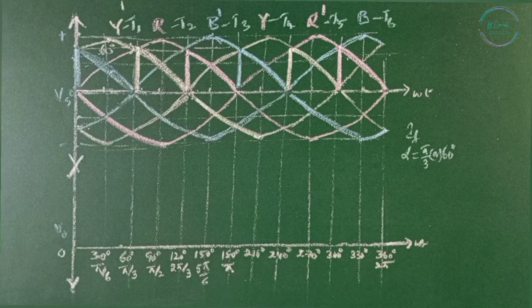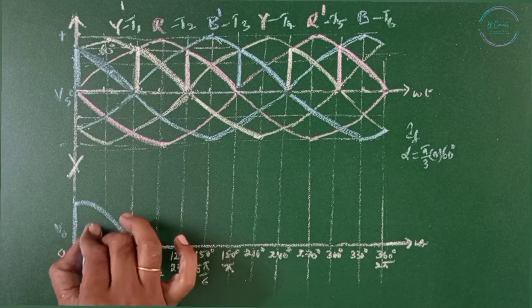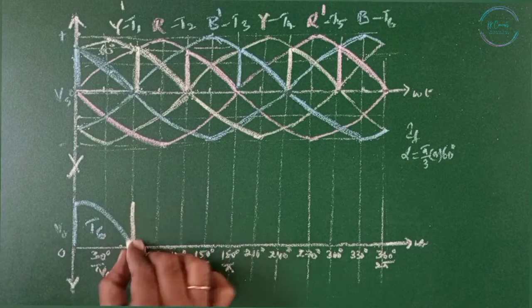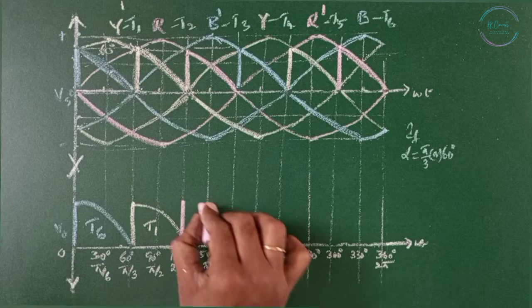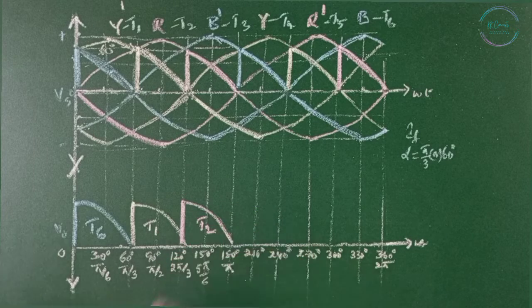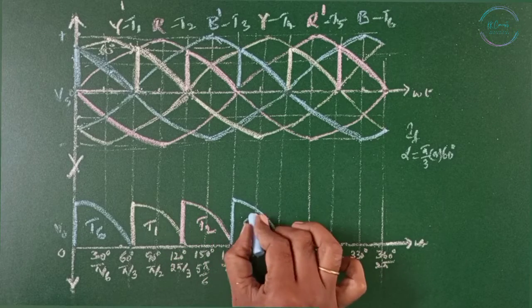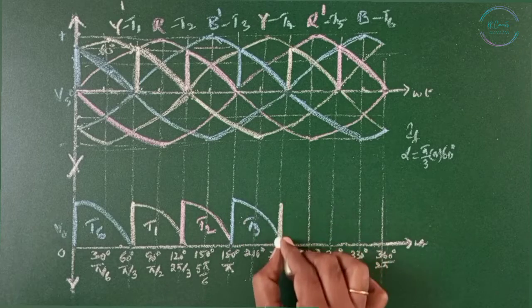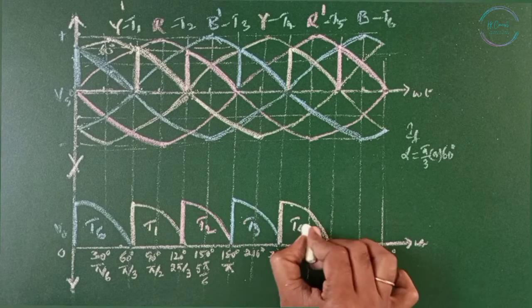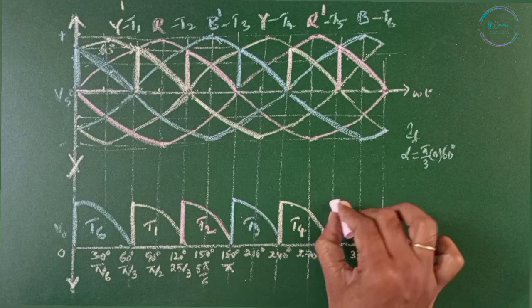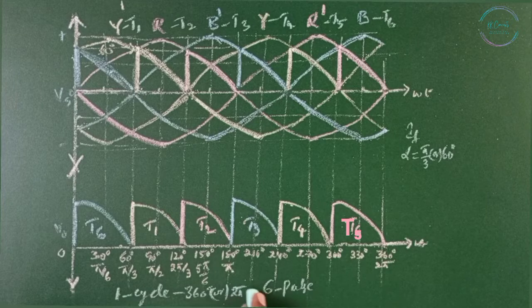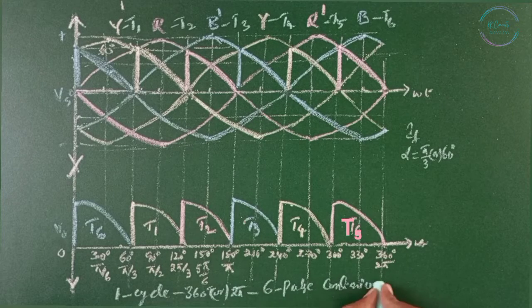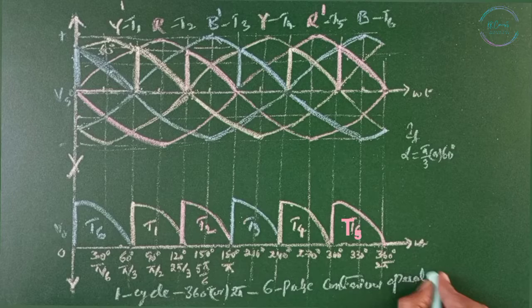Now if we redraw that: T6, T1, T2, T3, T4. In one cycle, that is 360 degrees or 2 pi radians, we are getting 6 pulse continuous operation.